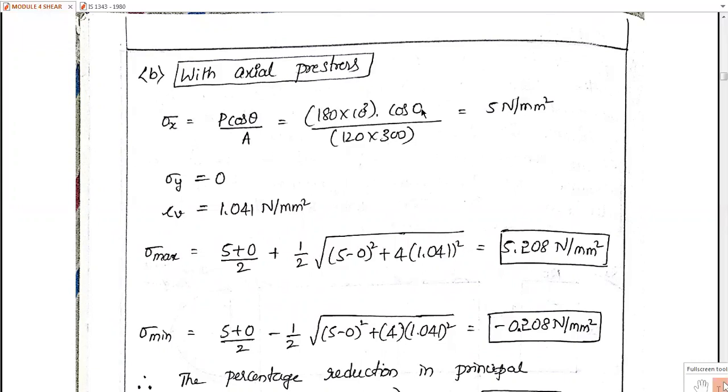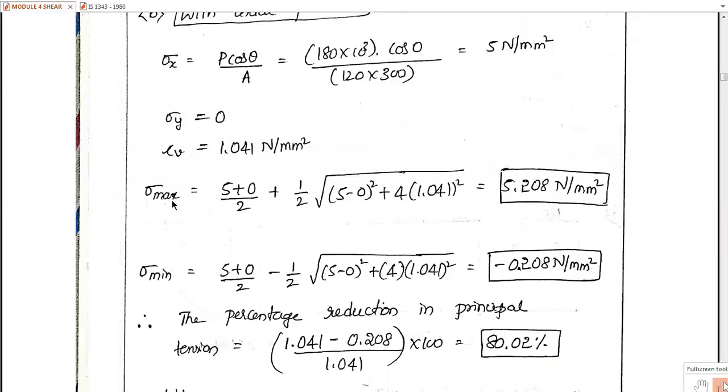The inclination of the cable with respect to the axial direction is along the length of the member, it is 0, hence cos 0. Cos 0 is always 1 divided by cross-sectional area, 120 into 300. Now we get the sigma x as 5 Newton per mm square. In the same way, sigma y will be 0 because no vertical pre-stressing is here. Tau v, we have calculated in the previous case, it is 1.041 Newton per mm square.